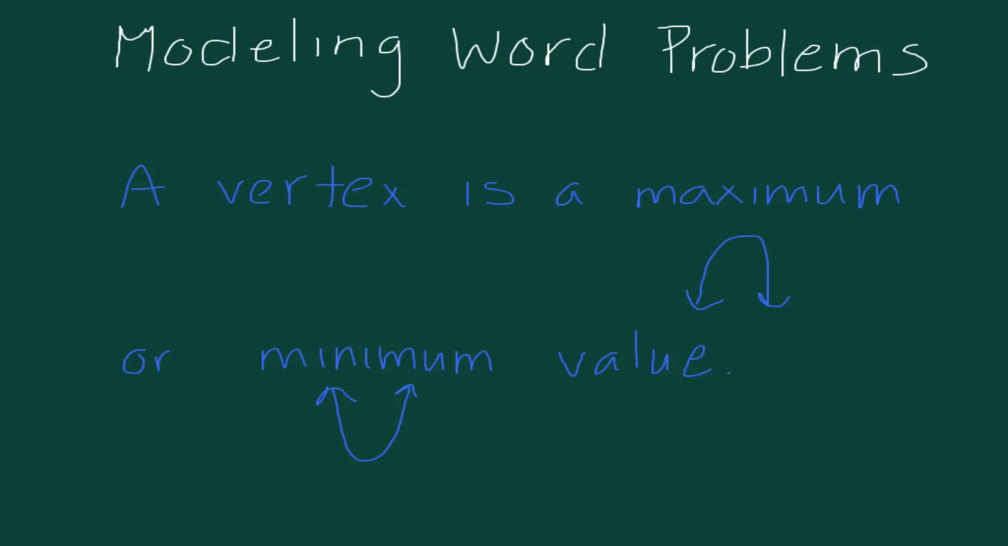Just to review, we've previously learned that a vertex is either a maximum value or a minimum value. Here's an example where our vertex would be a maximum because it's decreasing on both sides. Here our vertex is a minimum value because it's increasing on both sides. Often with our quadratic word problems, it will ask us to either maximize something or minimize something. So what we're trying to find there is this vertex value, and it might be the x value, might be the y value. So we need to pay attention to what the problem is telling us to do.